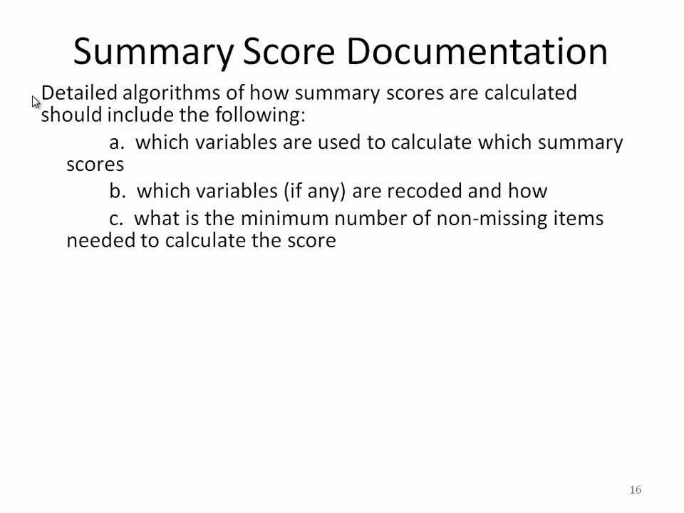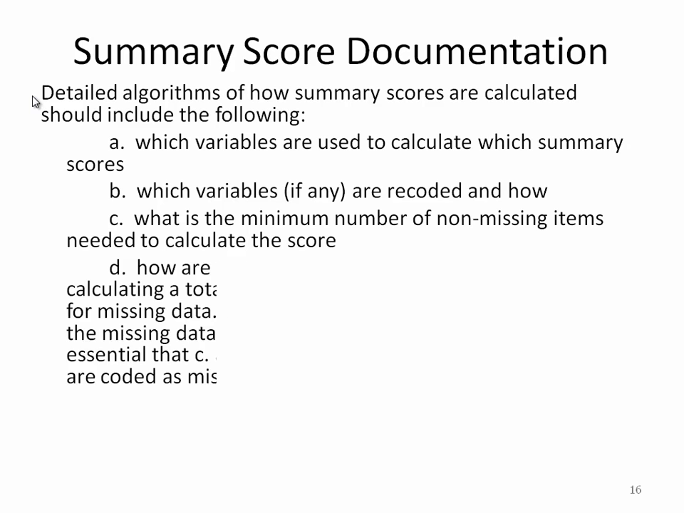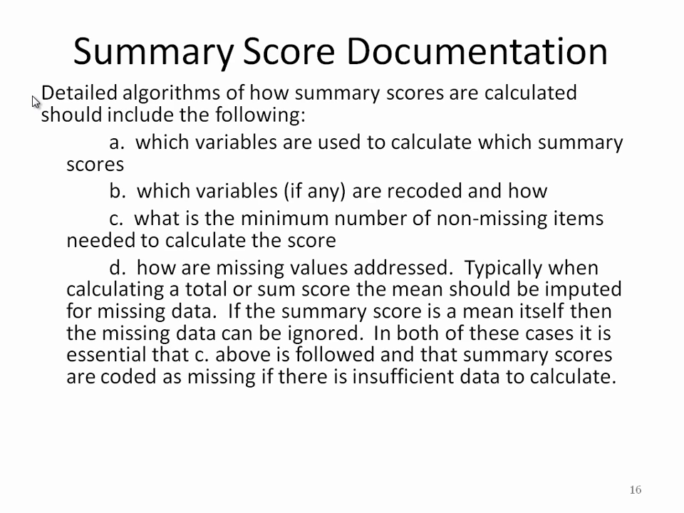I mean, if you've got 50 items going into a summary score, you may be able to live with a higher percentage of missing. If you have 3 items going into a summary score, then you may not be happy. You may insist that at least 2 of those 3 are there before you let the score be calculated. In this documentation, you also need to explain how the missing values are addressed.